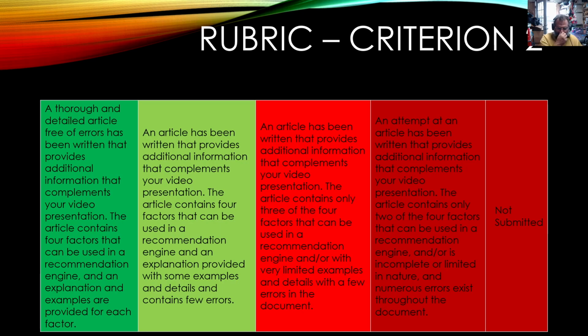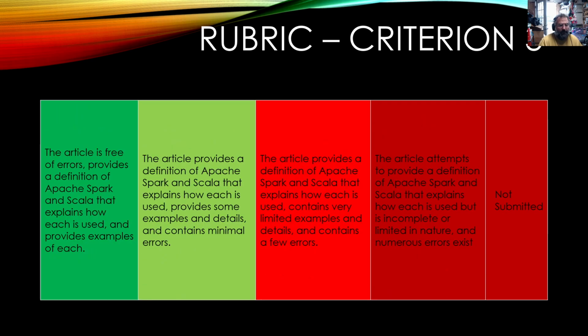The article contains 4 factors that can be used in a recommendation engine, and an explanation and examples are provided for each factor. And then the article is free of errors, provides a definition of Apache Spark and Scala, and explains how each is used and provides examples of each.